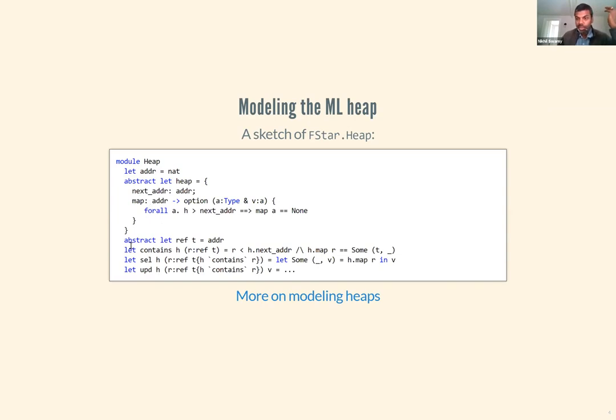And now I can give you some abstract predicates to reason about the contents of a heap. I can write a predicate called contains that's going to tell you if a reference R is included in a heap, if it's currently live in the heap. And that's just going to be defined this way: the value of the reference is less than the next addr, and the heap at that location is currently allocated with some. There are probably ways in which I could simplify this. I think I may not need this conjunct, because if it were greater than next addr, this invariant would tell me that it's none anyway.